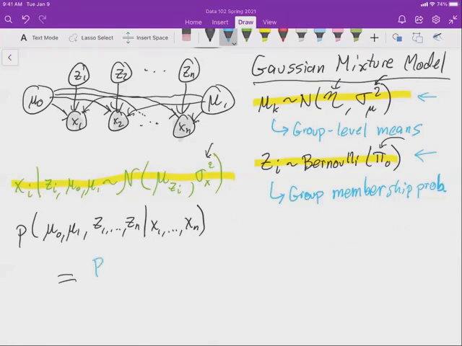So this is like P of mu0, the prior for mu1, and the prior for z1 through zn. I'm actually going to write this out as the product over i equals 1 to n of P of z sub i. So this is the prior over the z's. Before we observe any data, they're all independent. Great. And then the next part is the likelihood.